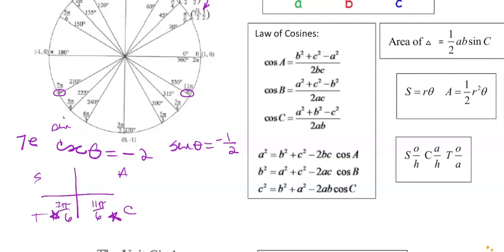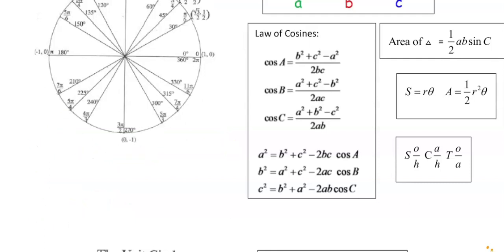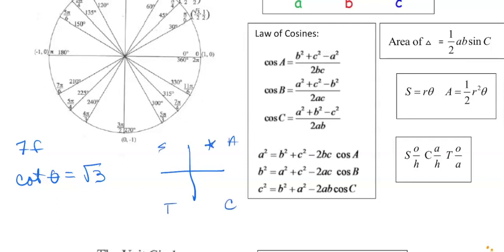Okay, then we have an F. So let me just erase this and we'll talk about problem F. So 7F is the cotan of theta equals radical 3. Cotan and tan go hand in hand because they are reciprocal partners. All Students Take Calculus tells me that I will have an answer in quadrant 1 and in quadrant 3.